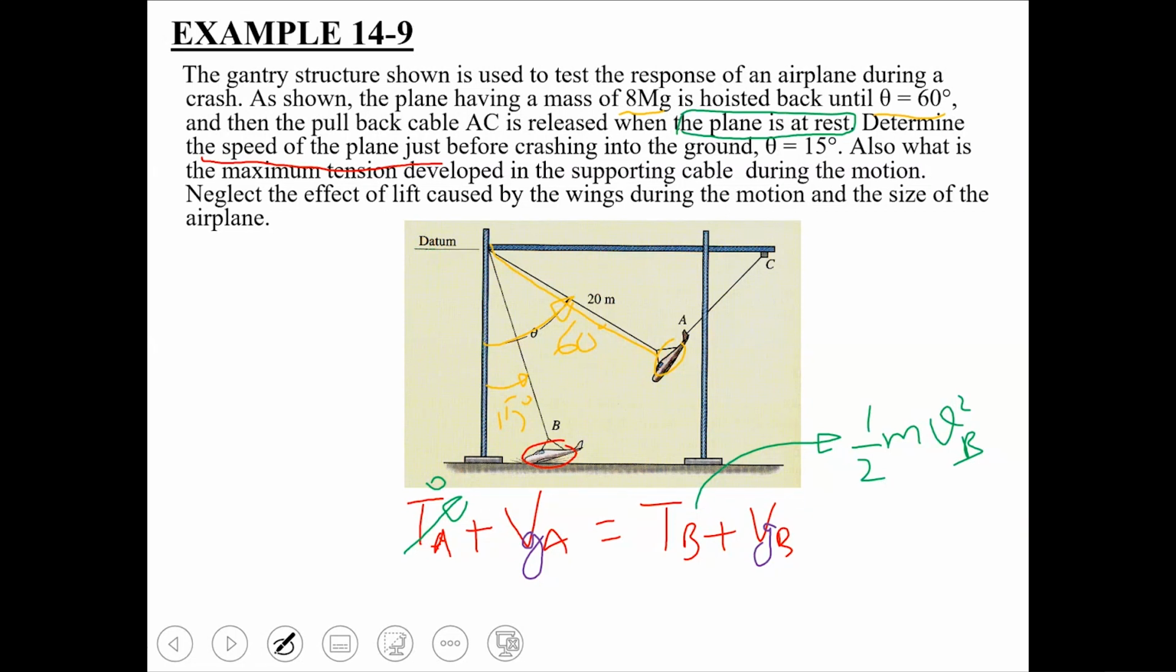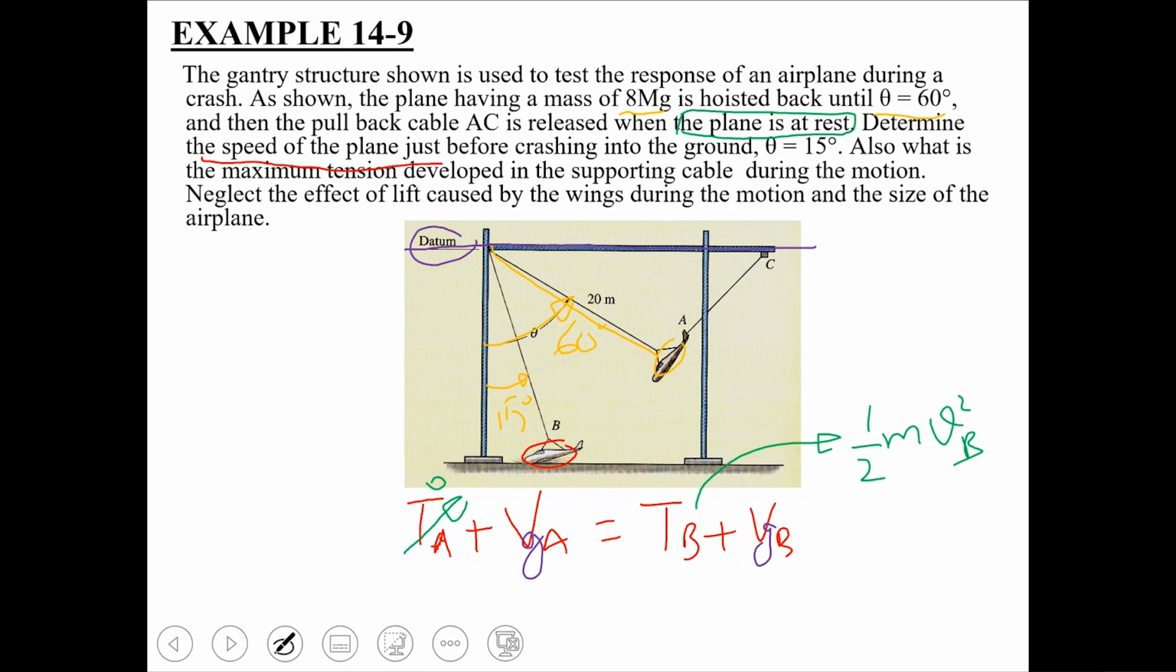Now the gravitational potential energy is always measured with reference to some datum. So let us define the top of this frame, that is position C, as a datum.